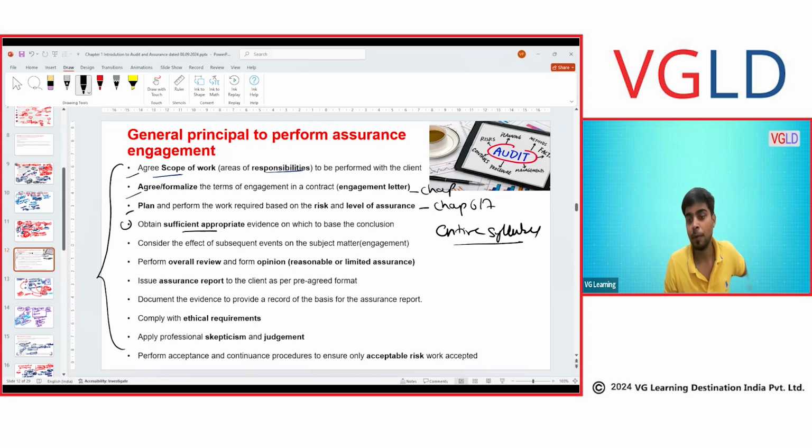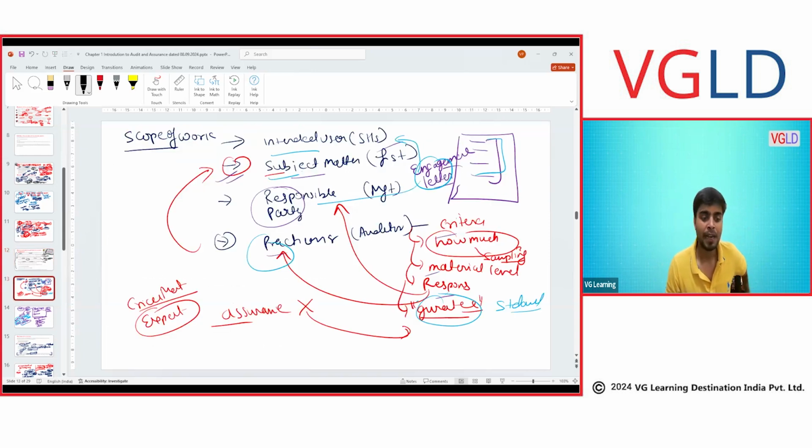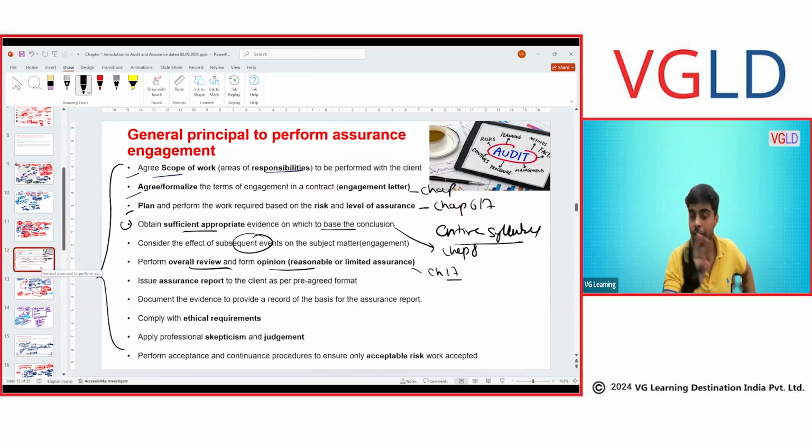Obtaining sufficient appropriate evidence and drawing conclusions based on it is chapter number 8 and also chapter number 9. Subsequent events are covered in chapter number 17. Overall review and opinion are also chapter number 17. So basically, this single slide is the entire audit syllabus. We skipped this in the last class for timing, but once we are through with the entire syllabus, we will definitely come back to this slide.